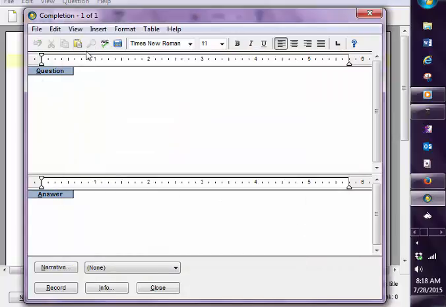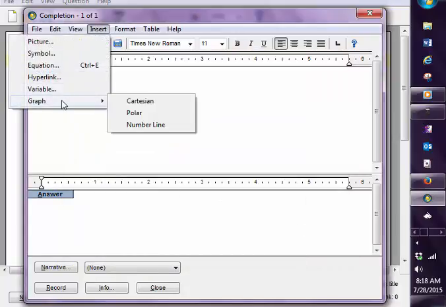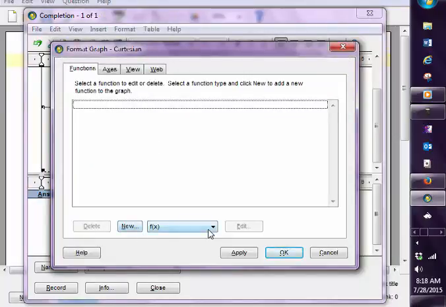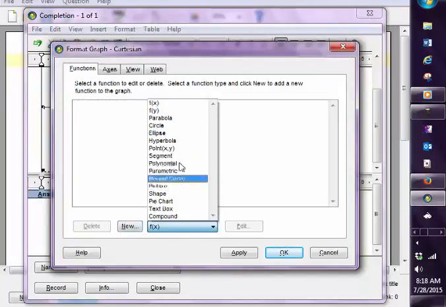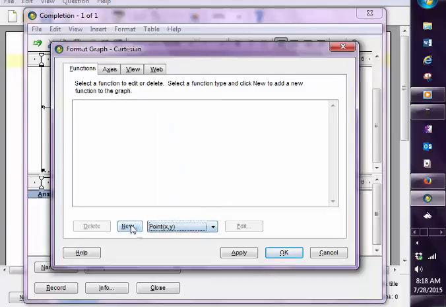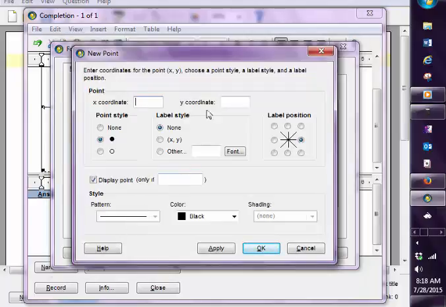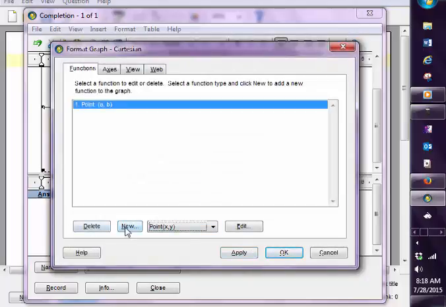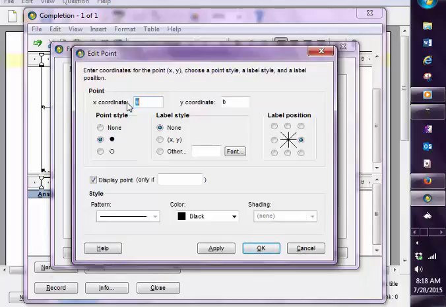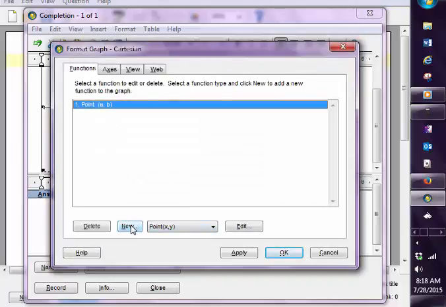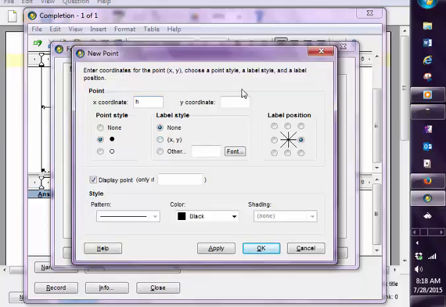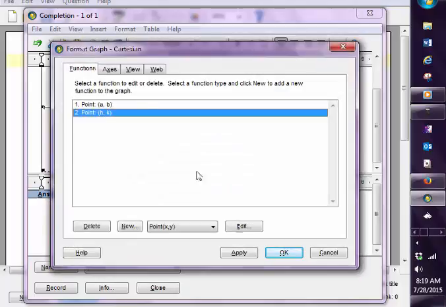Okay, then we'll insert a graph, and the first one that I want to do is just points. So let's do the points. X is A, Y is B. For the first point, let's make another. I also want to label it X and Y. Okay, and then another one, and let's call the other one H and K. So now our graph is going to have 2 points, and they're both going to be labeled.